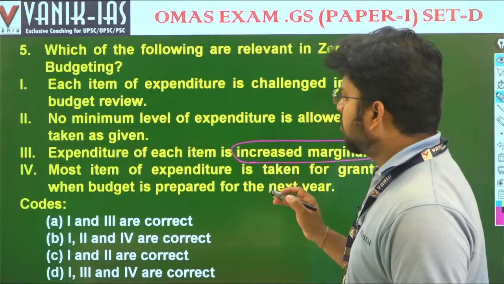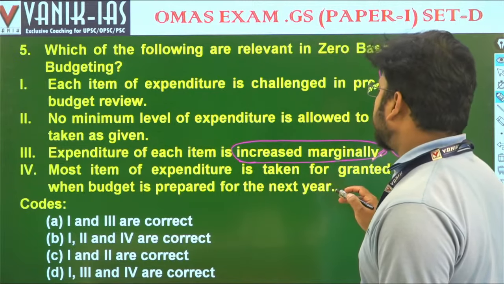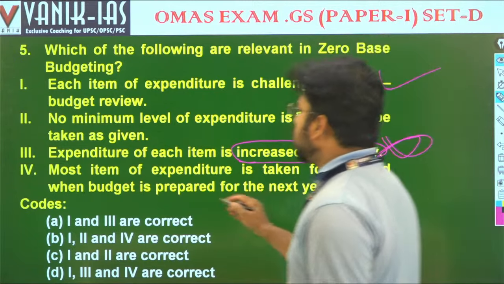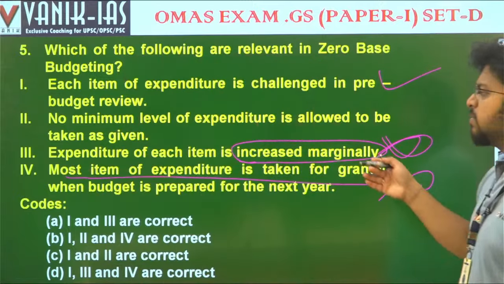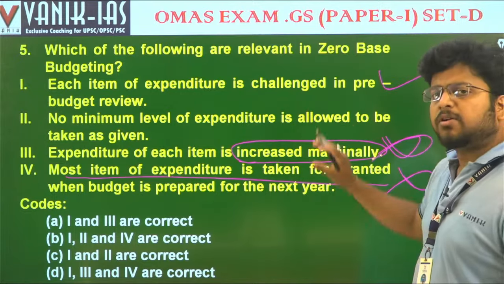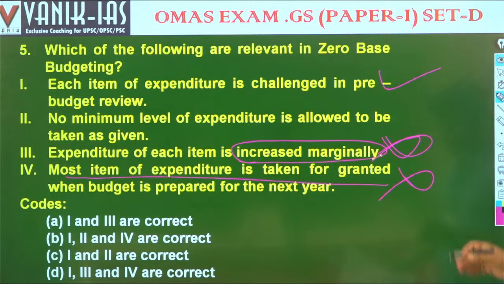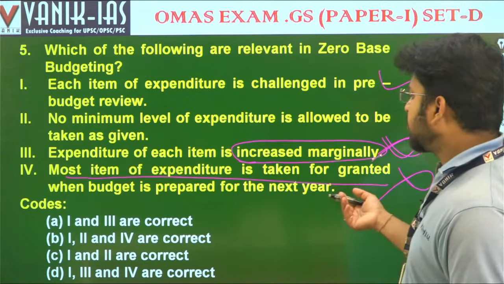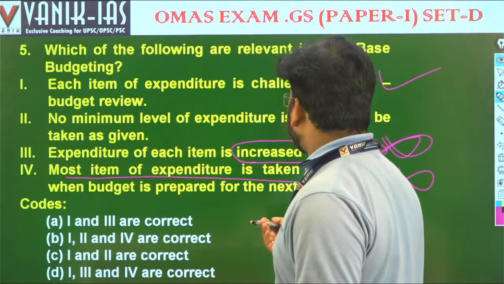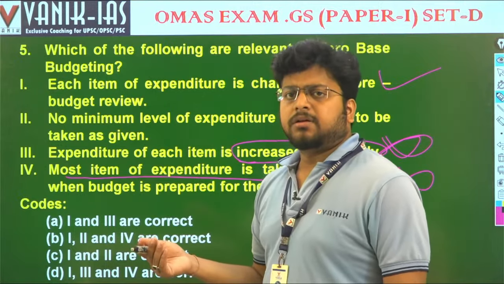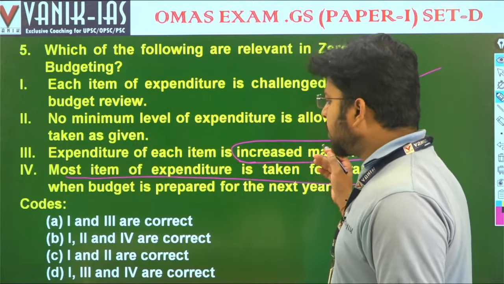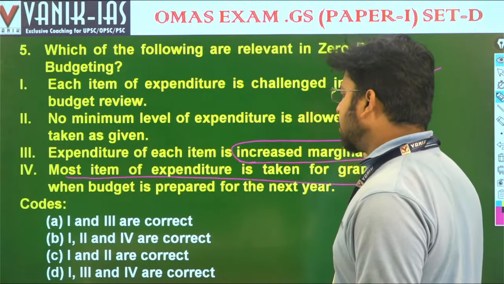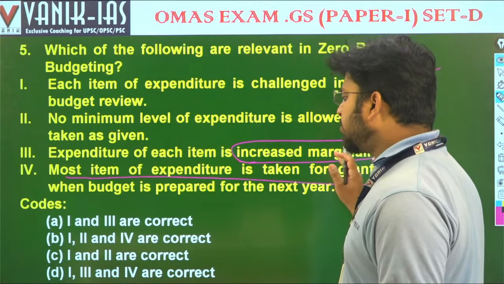This statement is wrong. Most items of expenditure are taken for granted. Why would most items of expenditure be taken for granted? Just by language, these two sentences may confuse you, but why would most of the expenditure be taken for granted when the budget is prepared for the next year? No item is taken for granted. Everything is essential. So just by language, three and four are incorrect.